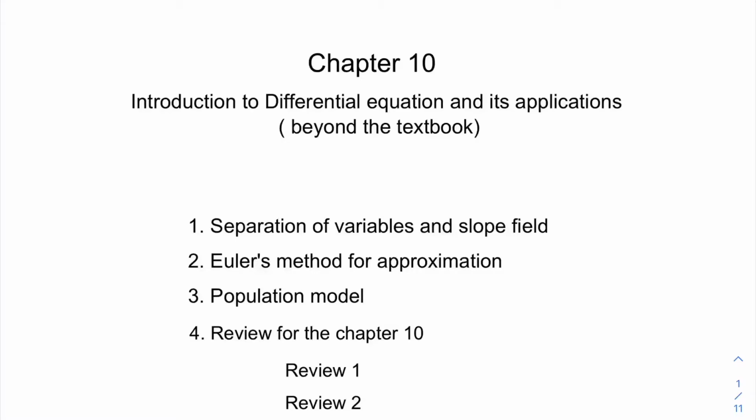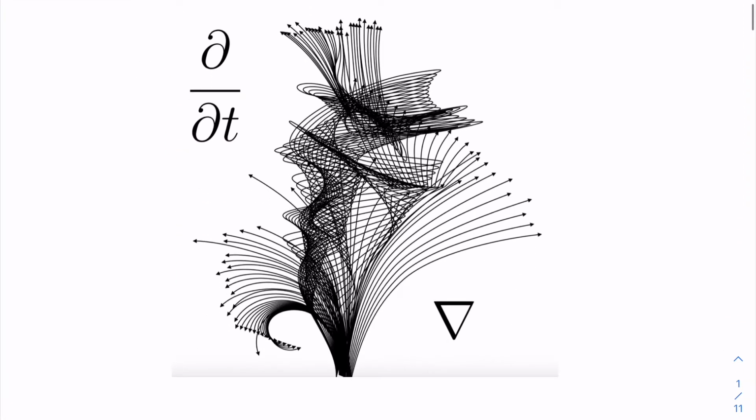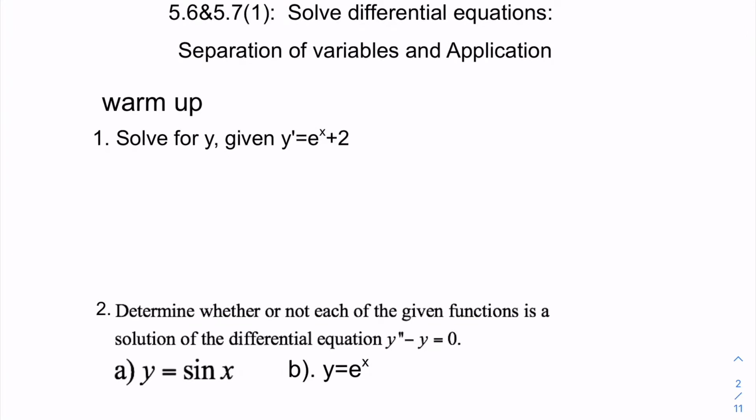Today we are going to start chapter 10. In chapter 10, we have three topics: separation of variables and the slope field, which we learn in calculus AB, and Euler's method approximation and the population model, which are new in BC. So let's have a look at lesson 1, separation of variables. Let's look at warm-up problem number 1.